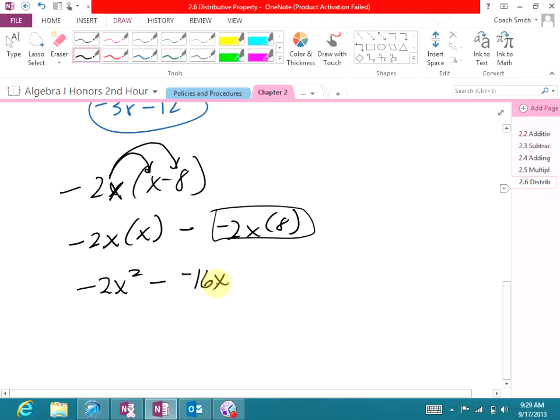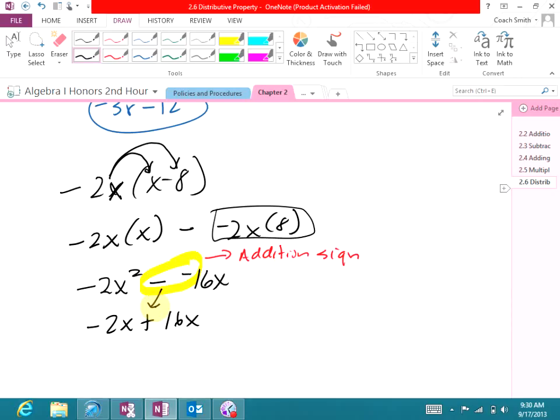Okay, now, this is where some people make their mistake. That is the same thing as the addition sign. When I have minus a negative, that's the same thing as negative 2x plus 16x. So when you have plus a negative, it's the same thing as the subtraction sign. When you have minus a negative, it's the same thing as an addition sign.